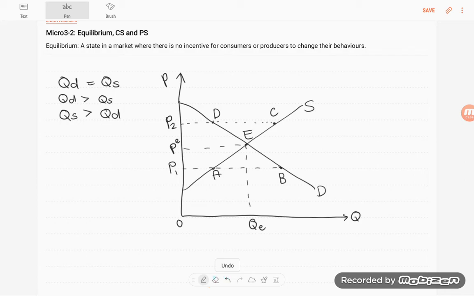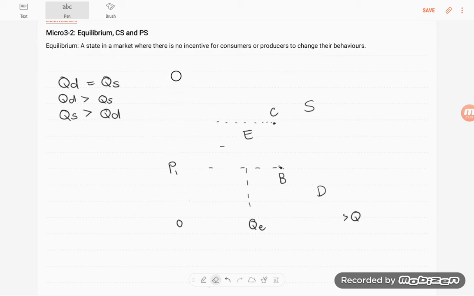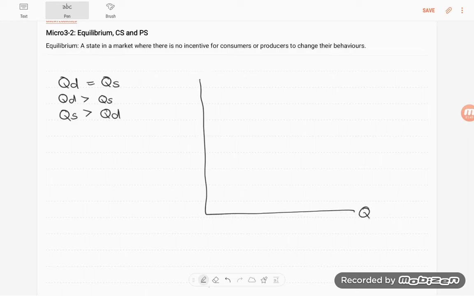If we look at consumer and producer surplus, let's just restore our graphs. We again start with our axes, quantity and price, and demand and supply. So at the moment, we are trading at equilibrium.